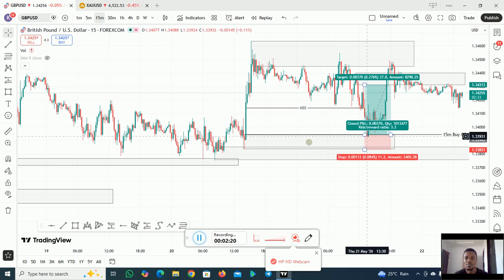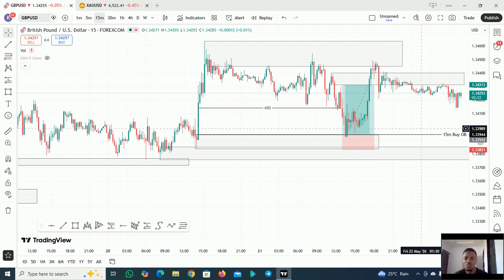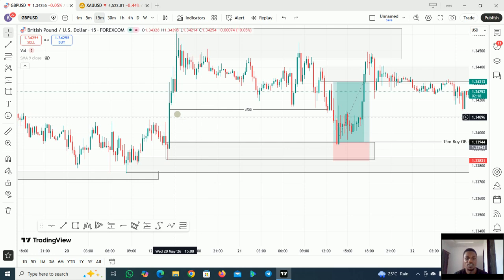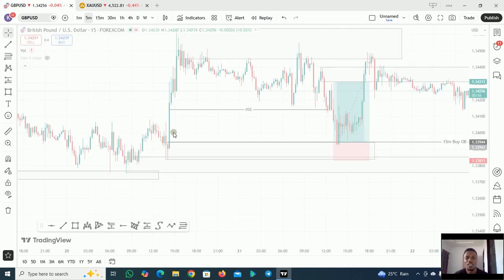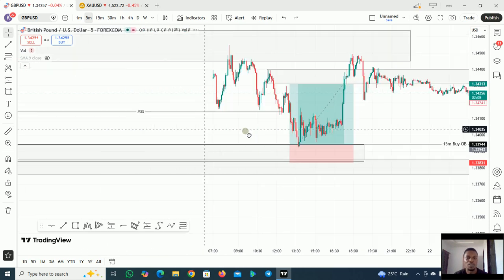I set my trade right here on my 15 minutes buy order block, and immediately price mitigated our 15 minutes buy order block. You can see the huge candle here. I wouldn't have taken this market if I did not see liquidity around here. Let's go to our 5 minutes, let me show you our liquidity trap around here.